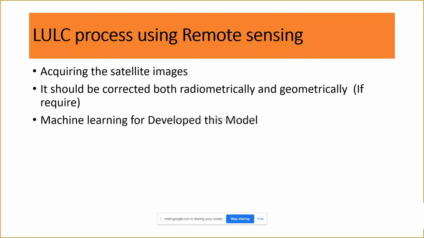And after this we need machine learning to develop this model. When you want to get the satellite image, radiometric or geometric correction is done, then you need to use a machine learning model. You need to develop the machine learning model. There are a lot of machine learning models. So this time I will try to discuss what machine learning is, what types of machine learning there are, and how I can relate machine learning with the Google Earth Engine platform for making the land use and land cover classification map.